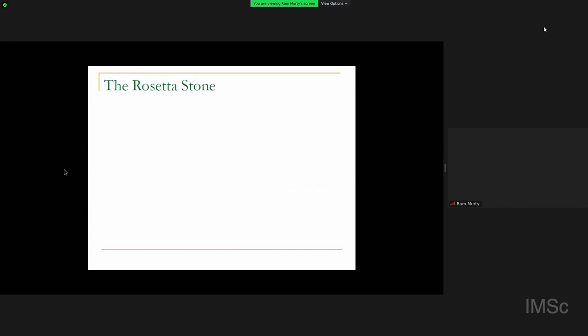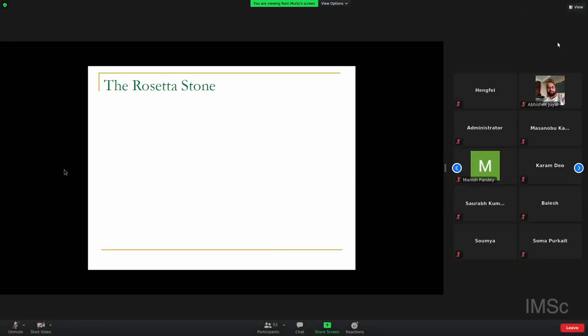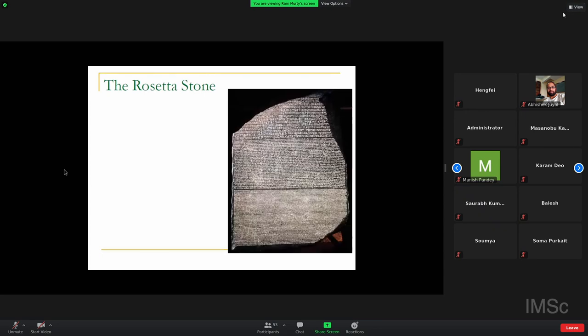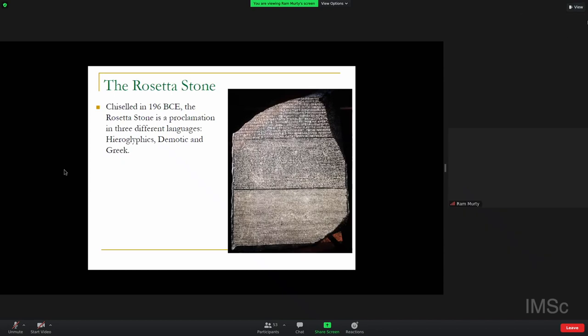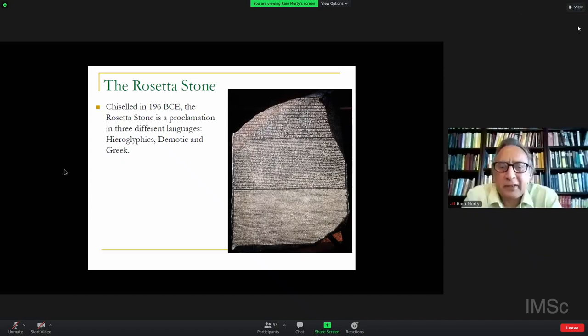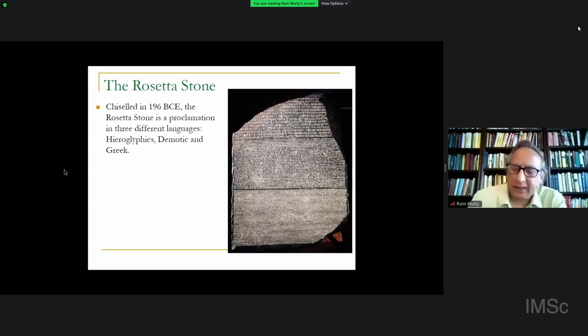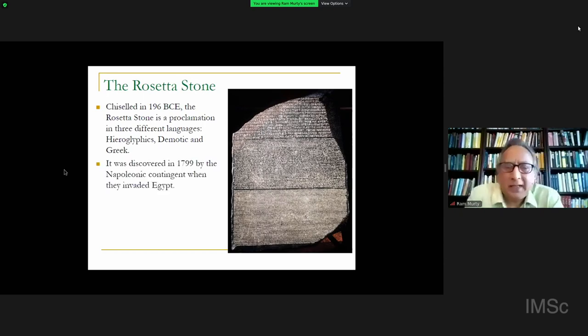So let me begin with a discussion on that obelisk or Rosetta Stone that was on the front of my talk. Chiseled in 196 BCE, the Rosetta Stone is a proclamation in three different languages: hieroglyphics, Demotic, and Greek. At the top you see hieroglyphics, in the middle Demotic, and at the bottom Greek. It was discovered in 1799 by the Napoleonic contingent when they invaded Egypt. So I guess invasions of countries have some good.